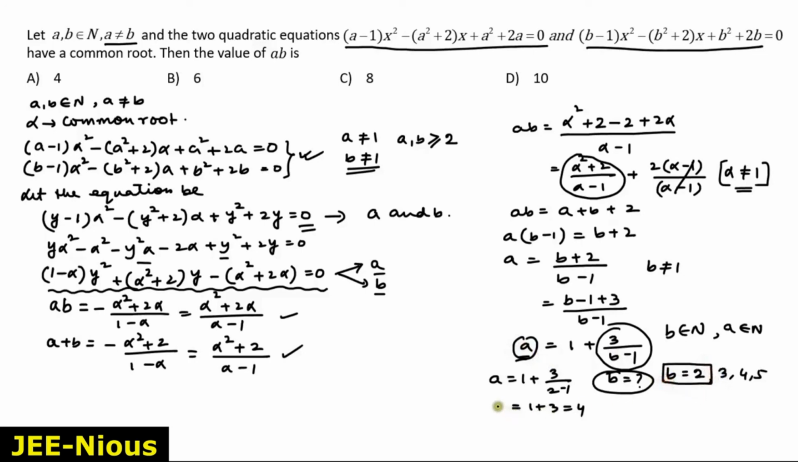Okay? And at the same time, your a can take the value 4. As b is 2, your a will be 4. Is it clear? Therefore, your ab will be nothing but 2 into 4, that is 8. Hence, option C is correct.